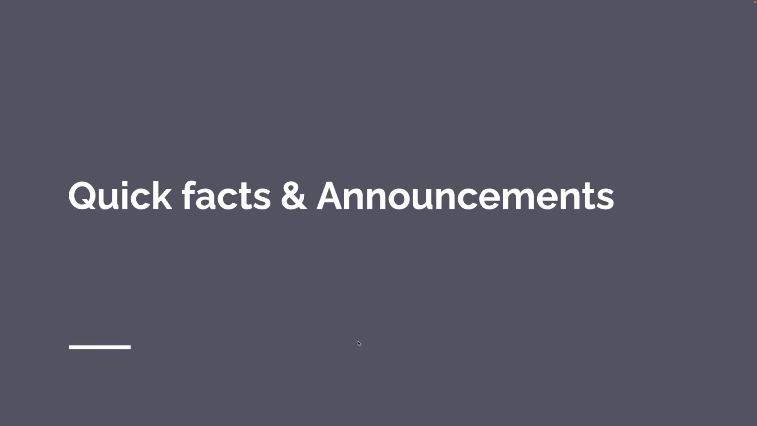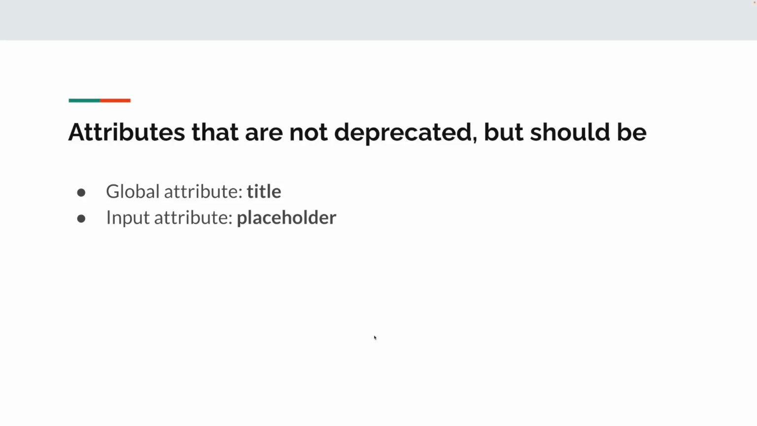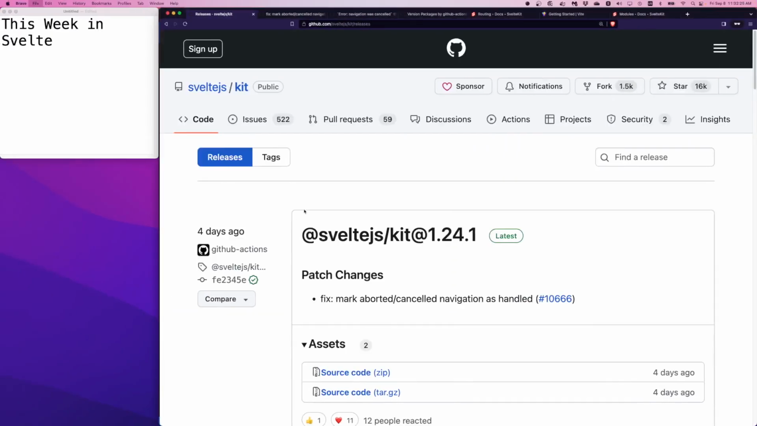quick facts and announcements. The first quick fact is a personal take. Here are a couple of attributes that are not deprecated in HTML, but I think they should be. The first one is the global attribute title and the input attribute placeholder. I will now demonstrate what these do and a better alternative.